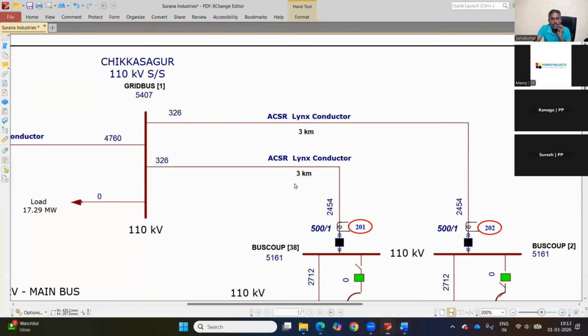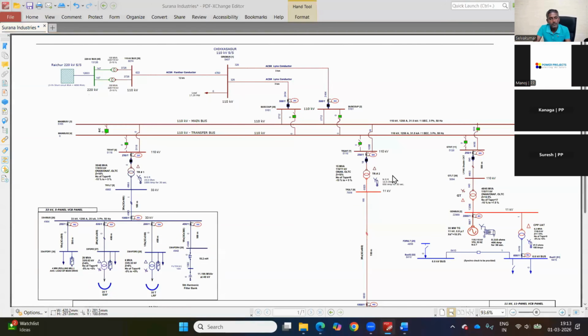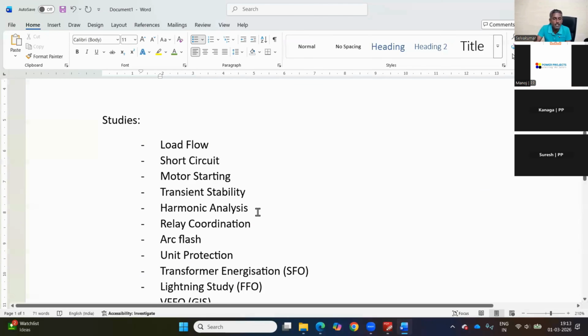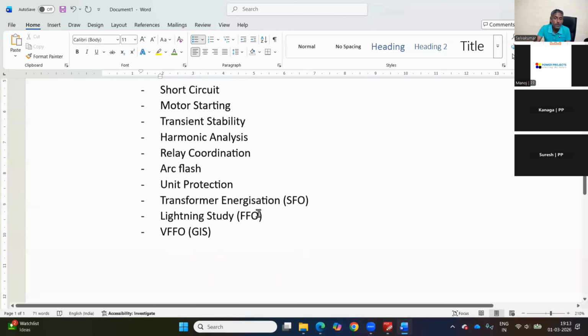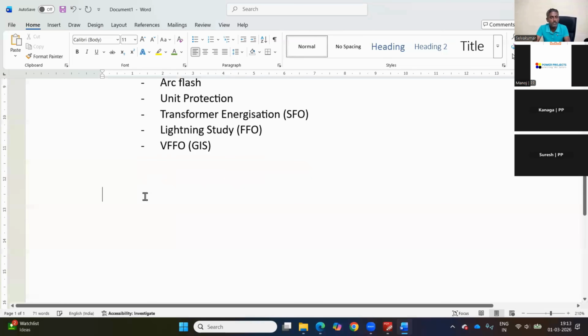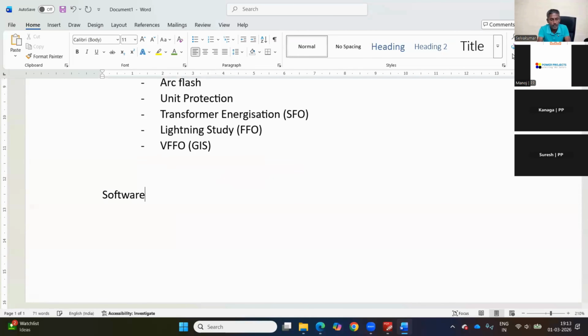So we have defined the system. We have defined the studies. And then we have to define the software which we need to select. What's the software which we need to select? That's the most important question.